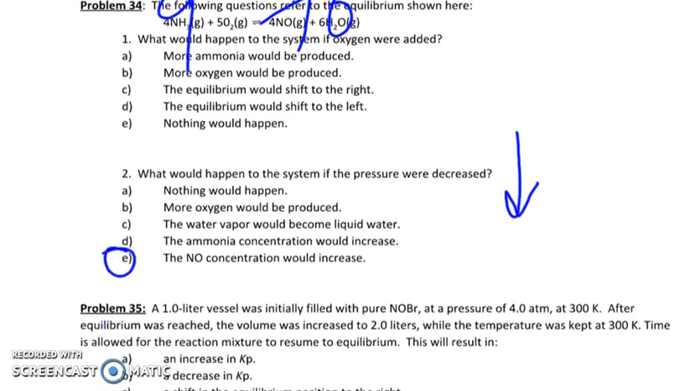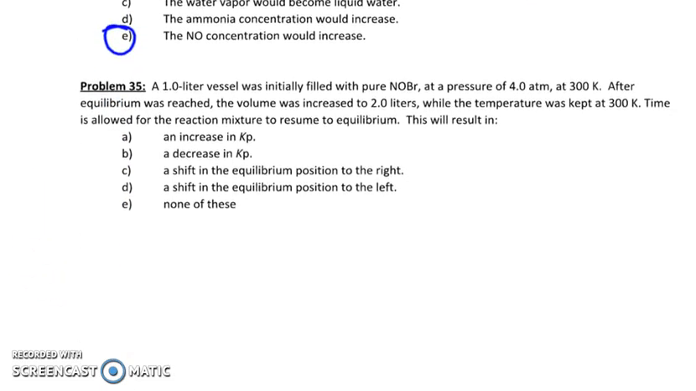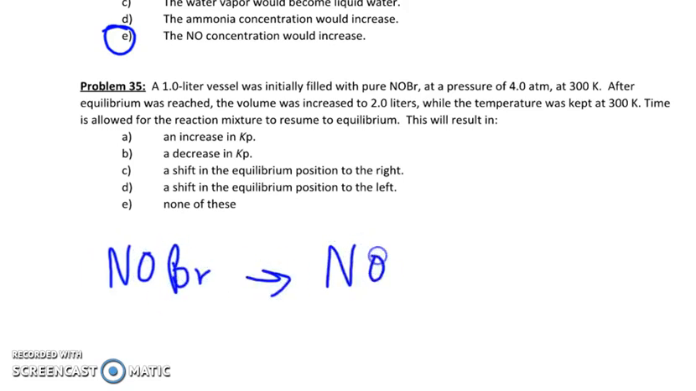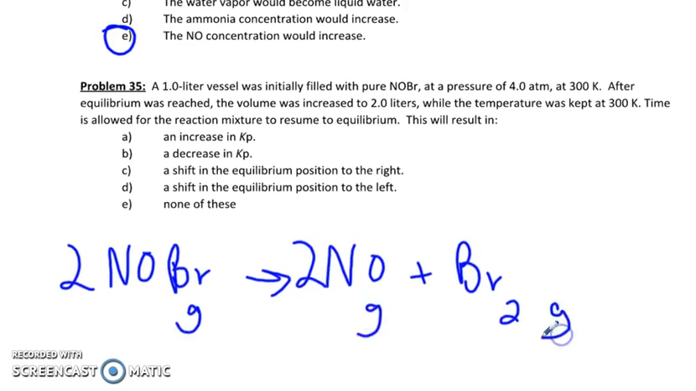Okay. Well, let's look at problem number 35. Let me write down the equation for you so you can ask the question then. All right. So we have NOBr makes NO plus Br2. So I need to balance it. And guess what? They're all gases. Now that you know that, go ahead and answer question number 35.